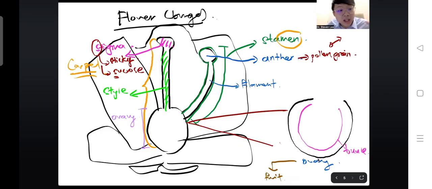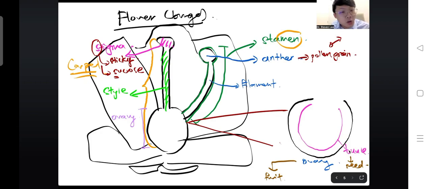Basic, simple question. What do you have inside the fruit? You go and eat the fruit and tell me what you have inside. Papaya, mango, what do you have? Seeds, right? So if the ovary becomes the fruit, this ovule becomes what later? The seed. The ovule is the seed later.